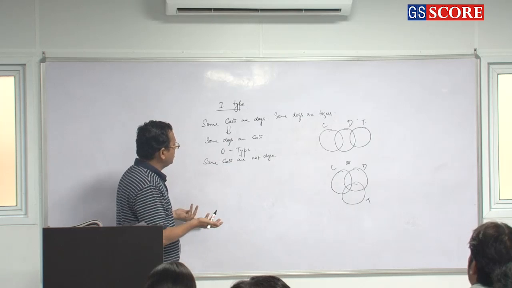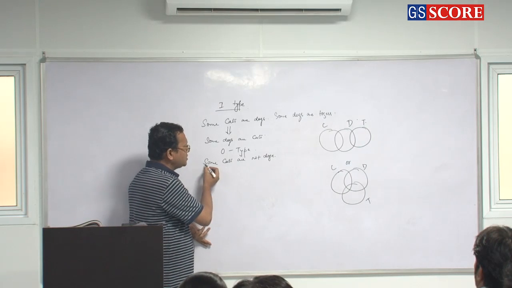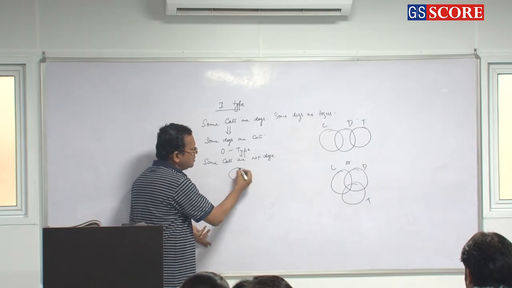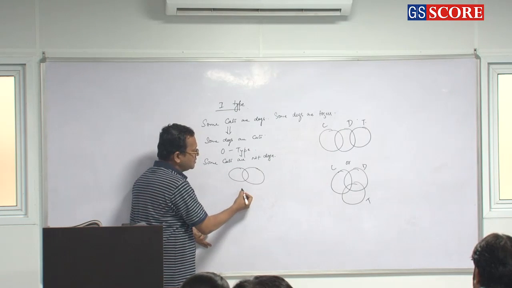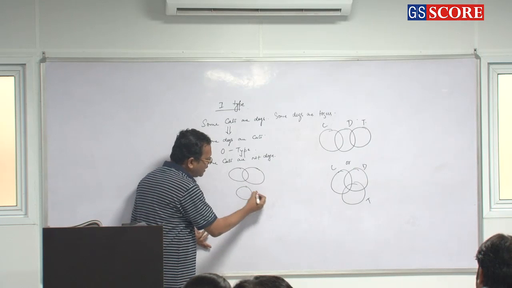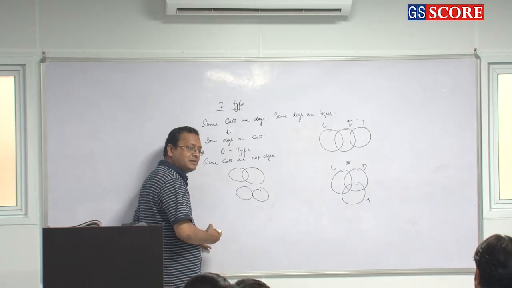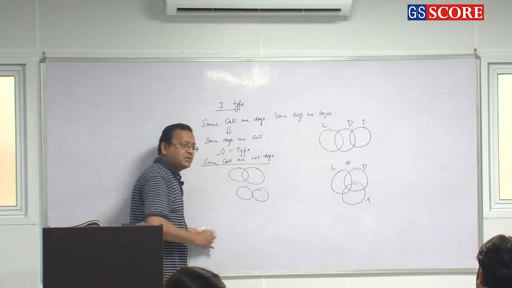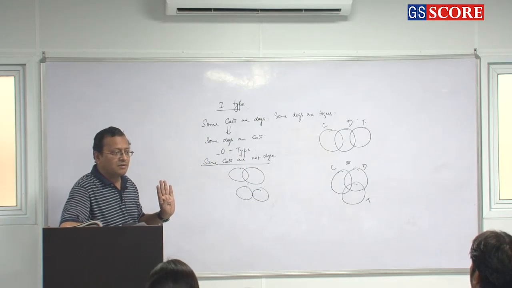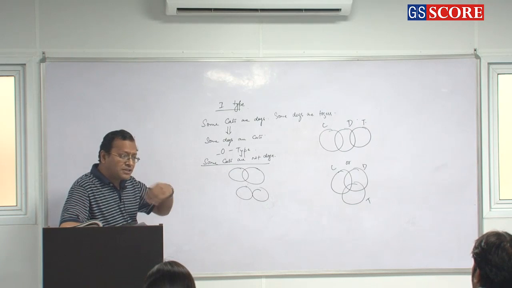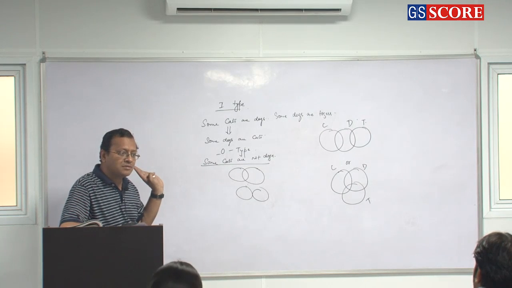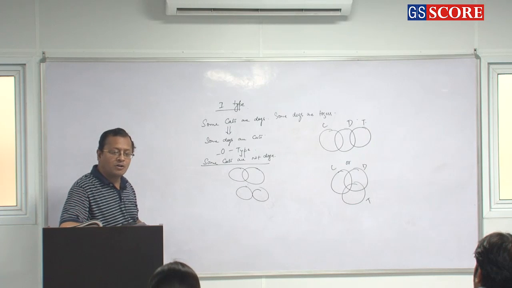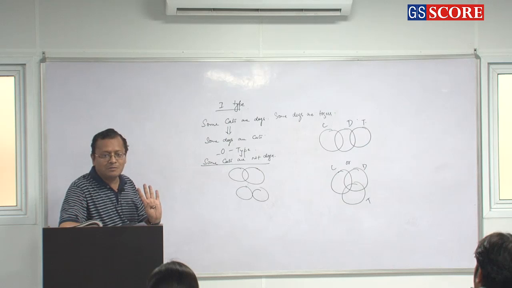O type. There is no such single Venn diagram for it. Some cats are not dogs can be like this, and can be like this as well. So nothing follows from an O type proposition. There is no such Venn diagram. Some cats are not dogs. Can we say some not dogs are cats? Some not dogs are not cats? Nothing will follow.